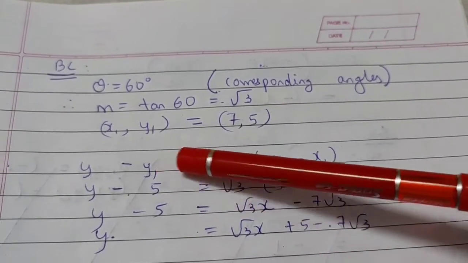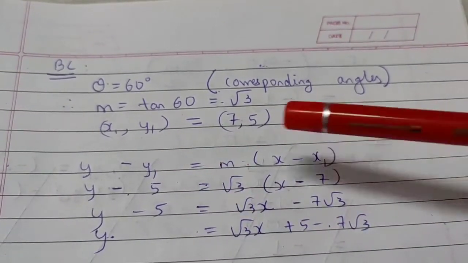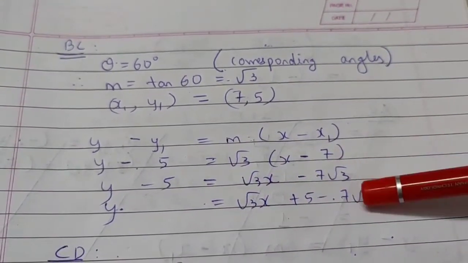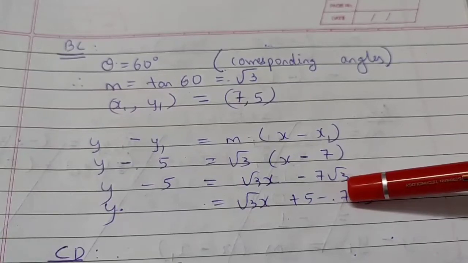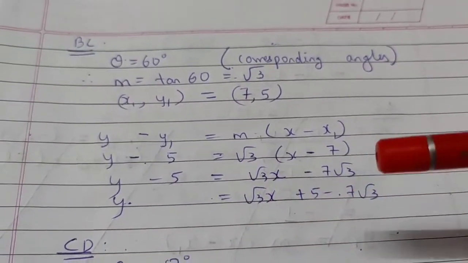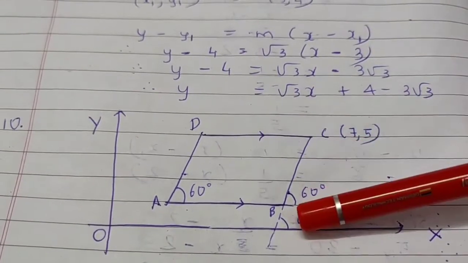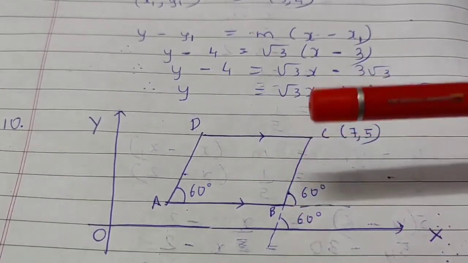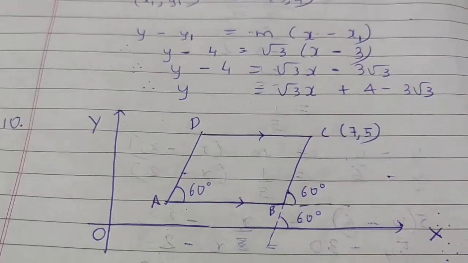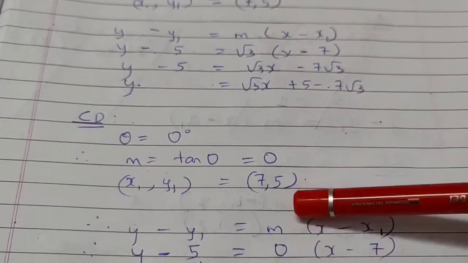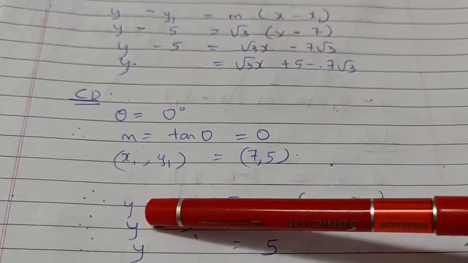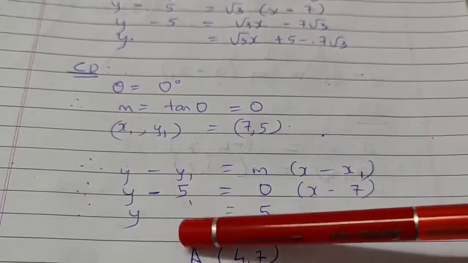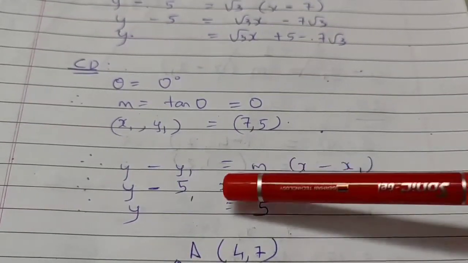Now I am using the slope point form, substituting the values of m, x1 and y1, rearranging the terms to get the equation of BC. What about CD? Well, CD is parallel to the x-axis, and when any line is parallel to the x-axis, what is the slope? 0. So slope is 0 and we know 1 point. So again we will use the slope point form, substitute the values and get the equation y is equal to 5. There's no x here.